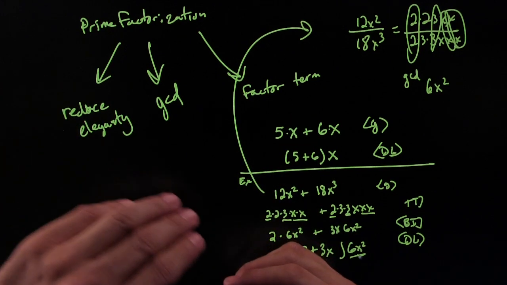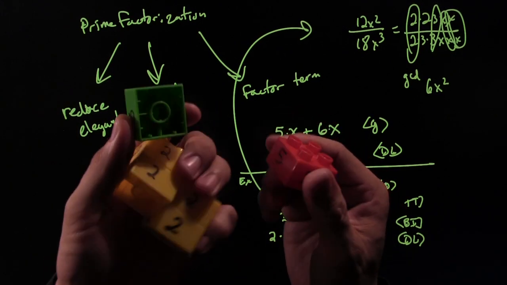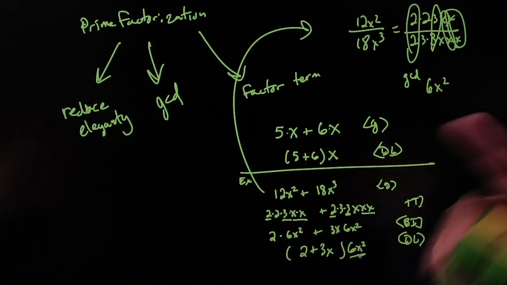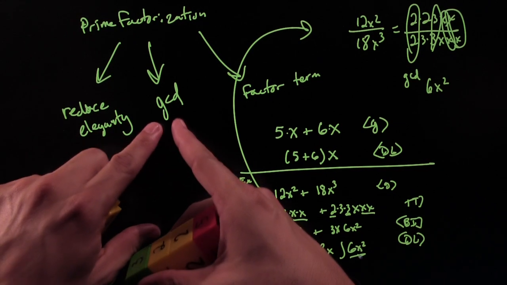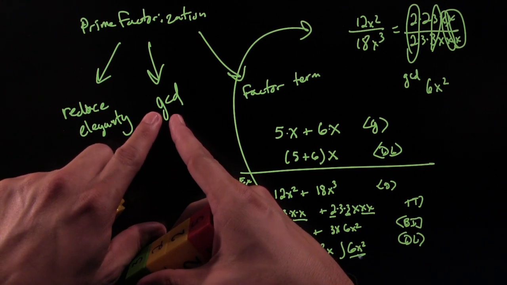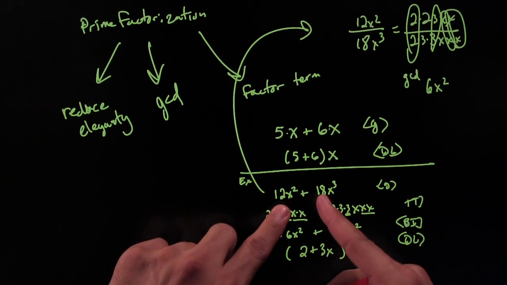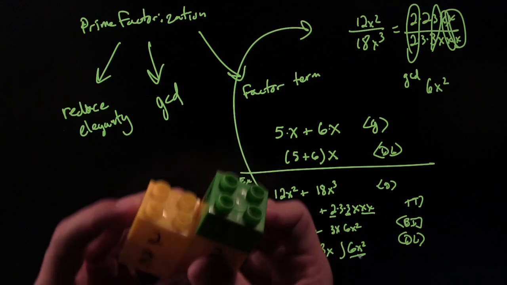So I hope you've gained some appreciation of prime pieces that are useful for many things. This only scratches the surface, but at least in our algebra class, they're useful to reduce elegantly, to obtain the greatest common divisor, and to learn a little bit about factoring terms from binomials. And that's not the end of it. We'll do some more of these next time when we have to add fractions.